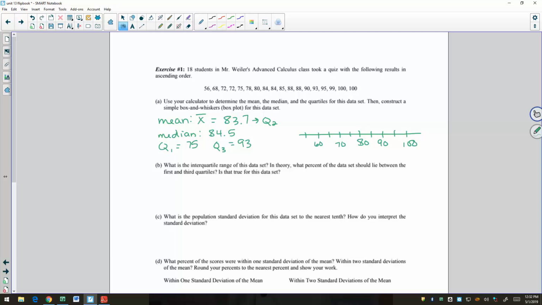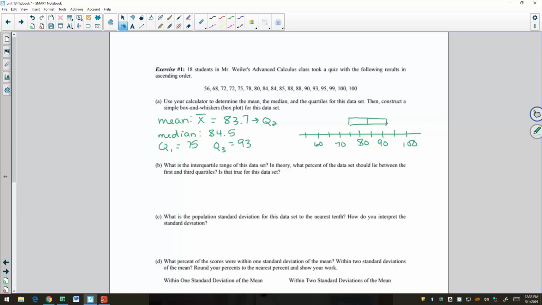And then you make your box using quartiles 1, 2, and 3. So quartile 1 was at 75. The median or quartile 2 was at 83.7-ish. And quartile 3 was at 93. So again, those aren't exact because I only went up by 5s, but try your best.